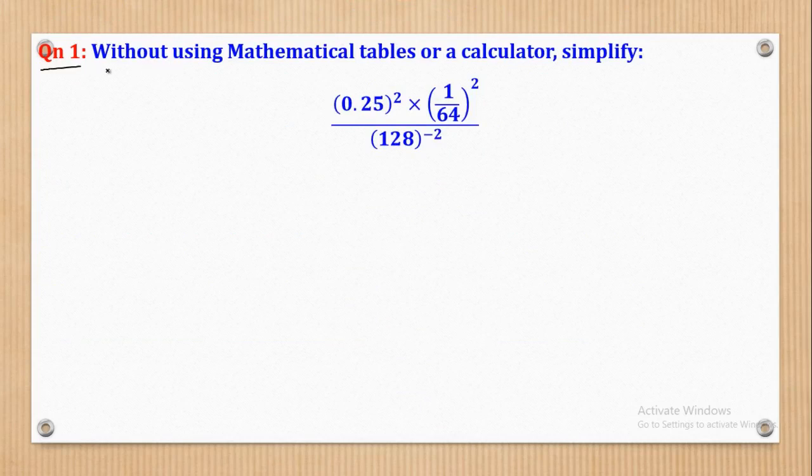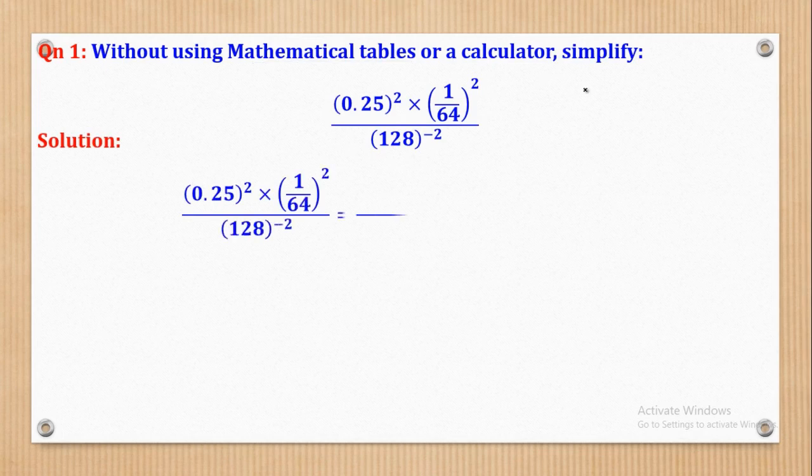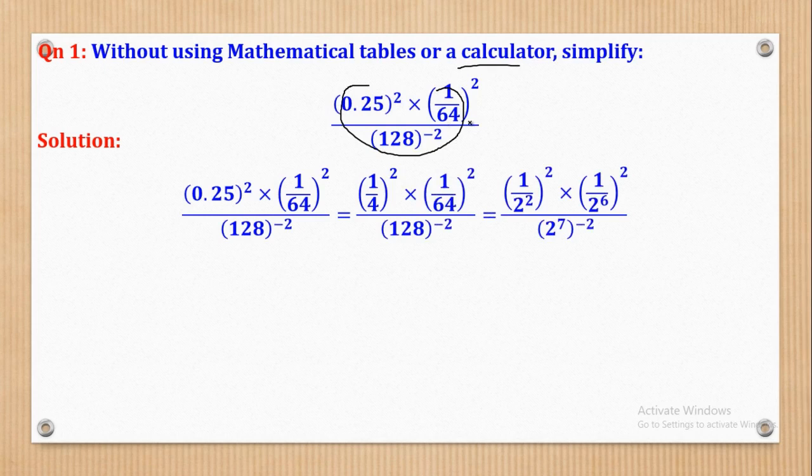Question 1 says, without using mathematical tables or calculator, simplify this. Now when they say don't use mathematical tables or a calculator, it implies that they want you to show the knowledge of indices. Because some students, if you don't put the word calculator there, will just get a calculator and press the whole of this at once and give you the final answer. But with this word there, it implies that you have to use indices.